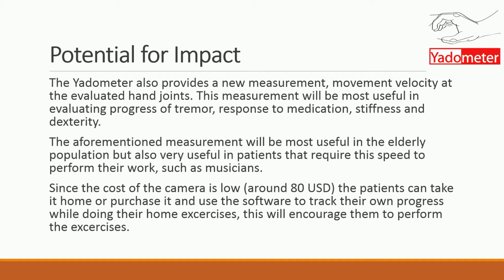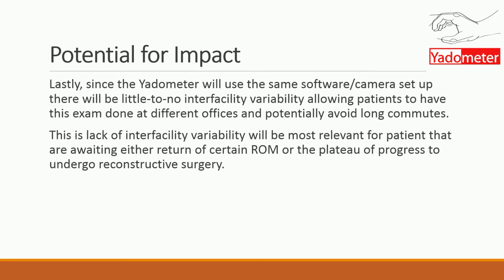And this is extremely useful for evaluating tremors, for evaluating dexterity of the hand. Very useful, obviously, in the elderly population, but also for patients that perform high-speed activities, such as, for example, musicians. And like I said before, the cost of the camera is low, so the patient can actually take a camera home and use the software to track their own progress while doing home exercises, which will encourage them to perform them.